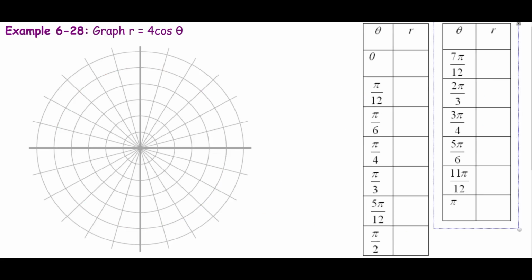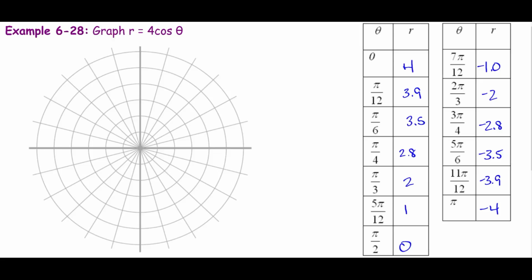All right, so here's a second example. Here we have r equals 4 times the cosine of theta. So now as I change my theta values, my r values will change. So then I'm just going to take my calculator, I'm going to make sure that I'm in radian mode, and I'm going to find these values over here. Then again, I'm going to start plotting these points. So again, remember this first point is 4, 0.